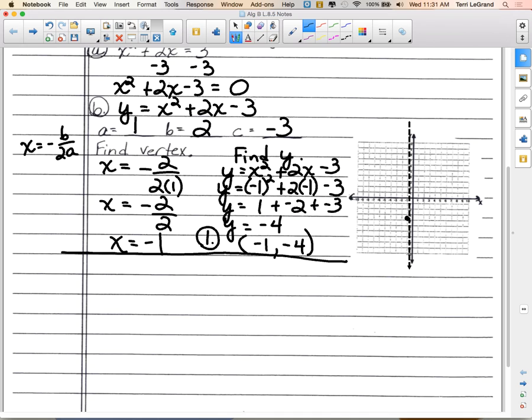5. Okay. So our second point is the y-intercept. Well, remember the shortcut to finding the y-intercept? It's the c value, isn't it? So since c equals -3, that means our y-intercept is what? 0, -3. So there's our second point. So we go to 0, -3 on our graph and plot a point.